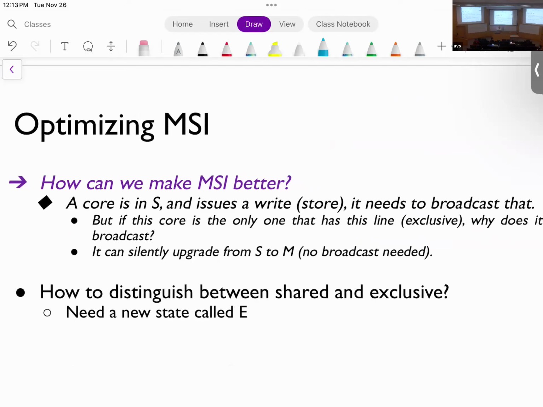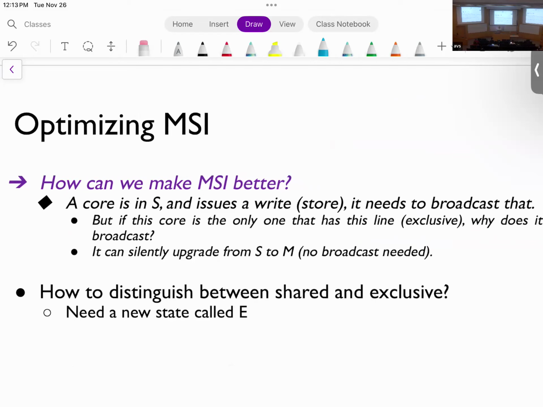But if you have another state called E, then we can distinguish between E and S. So E and S are the same thing. They both have copies of clean data. E is exclusive, which means that out of all the cores that we have, only one core has this data. S means there are at least 2 cores that have this data. The benefit of having E is that when you are in E and you want to write, you don't announce it. You silently switch to M. In other words, you don't broadcast anything to the snooping network. Nobody sees and knows. So from the other cores' perspective, you might be either in E or M, but that doesn't matter.